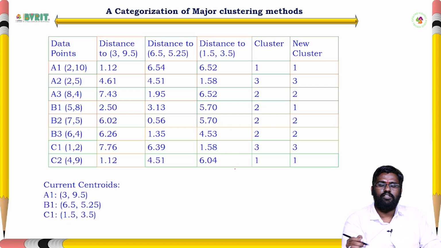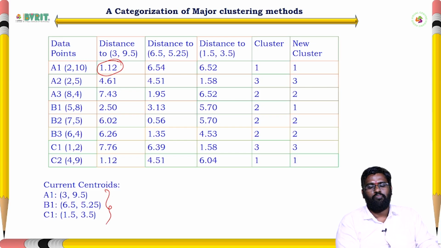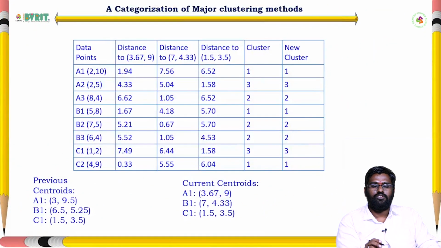Like that we are calculating the distances. Similarly, we have to frame the new clusters based on the minimum value in the given data set. So now our values are 3, 9.5, 6.5, 5.25 and 1.5, 3.5. Now again, based on these clusters, we need to find the distances.